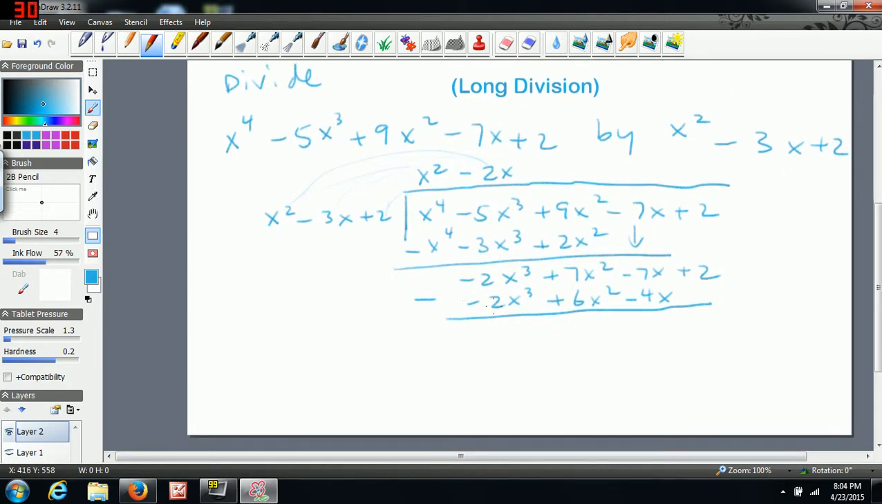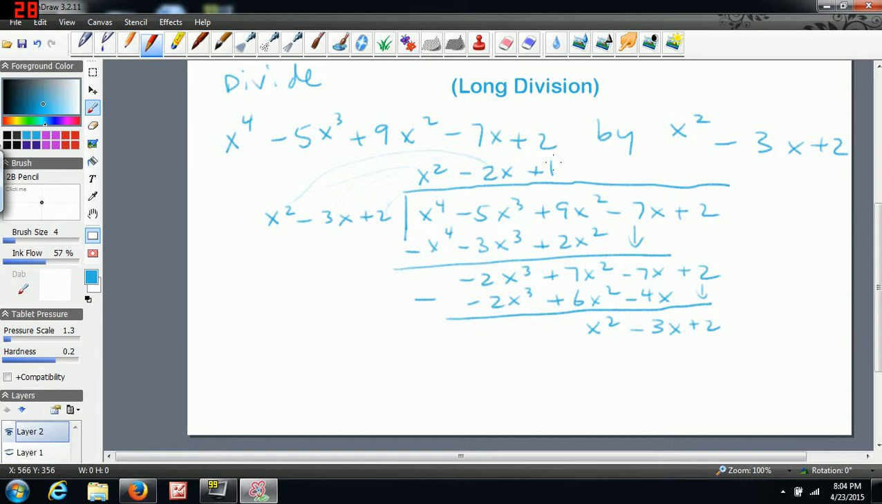So at this point, these two cancel. 7 minus 6x squared is x squared. Negative 7 plus 4 is negative 3x. And then we can bring down the positive 2. How many times does x squared go into x squared? Well, these are actually the same expression, so this goes in one time. So plus 1.